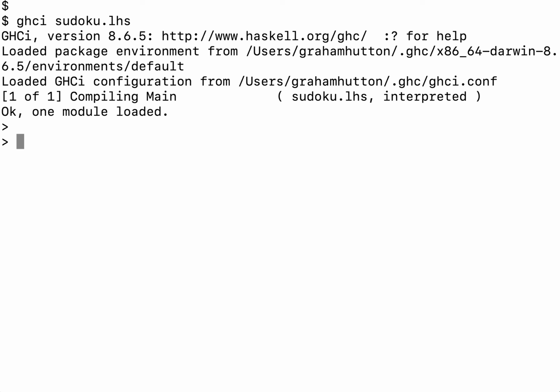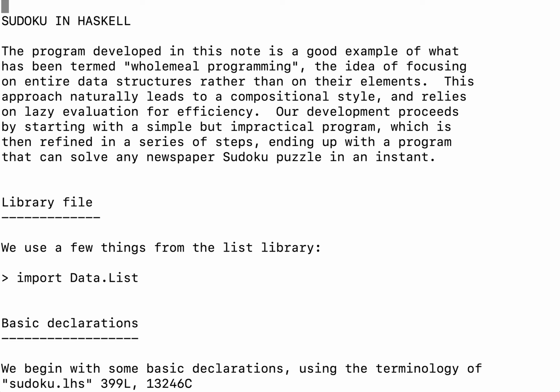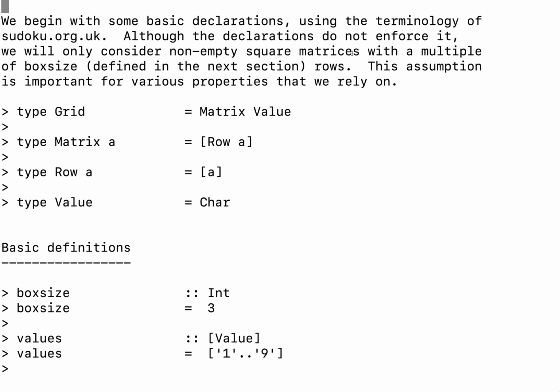Okay, so I have a terminal window here now, and what I can do is start up the interactive version of the Glasgow Haskell compiler, GHCi, and I can input my Sudoku solver to it, and that all loads up fine, which is great. And we can have a look at the code, and you can see all the familiar stuff which we've been working with in here.